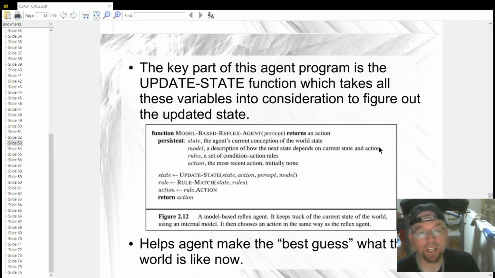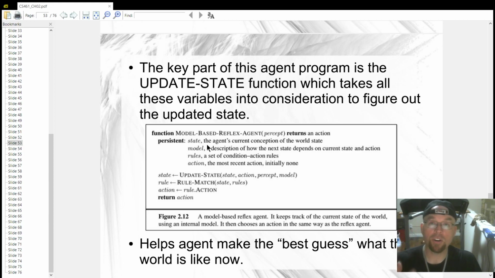All right, so the key part of this agent function, of the program that would be implemented, is adding this update state function. And that's going to take all of those variables we just talked about to figure out what the updated state could be, right? So model-based reflex agent, you get your percept. So what's persistent?